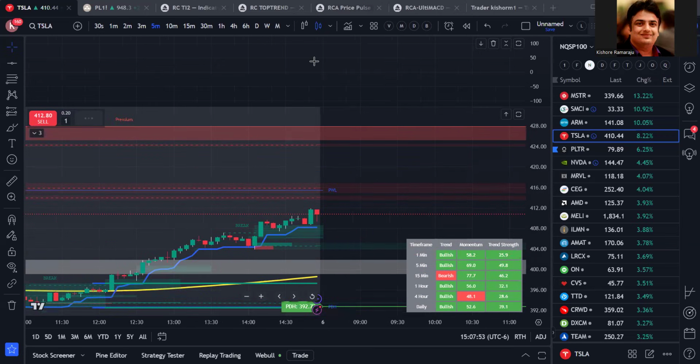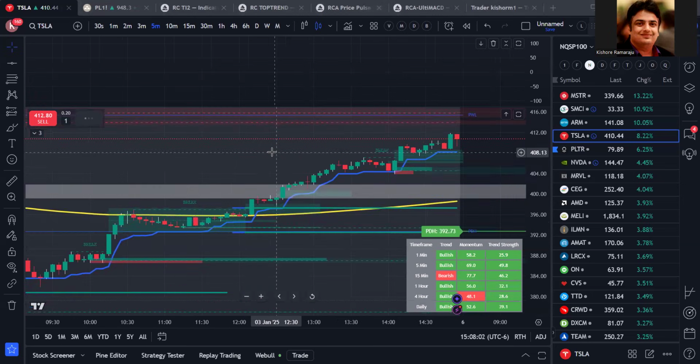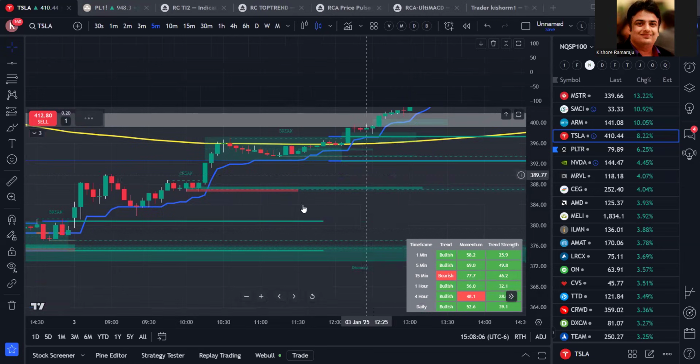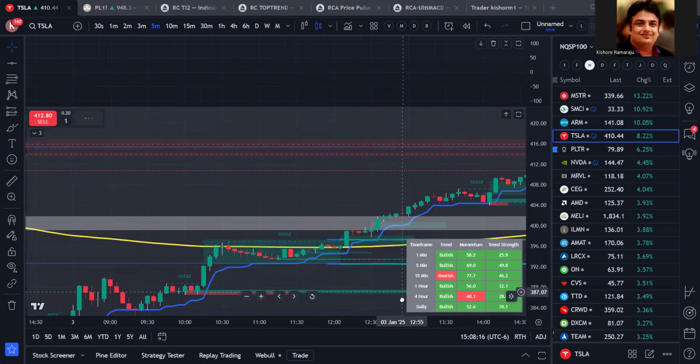I enabled the chat also. If anyone has any questions when I explain, you can post. So that is the first thing. The big companies can move the markets from bullish to bearish, bearish to bullish. So we are watching them. Generally, they buy at a discount area. They sell the stocks at a premium area.